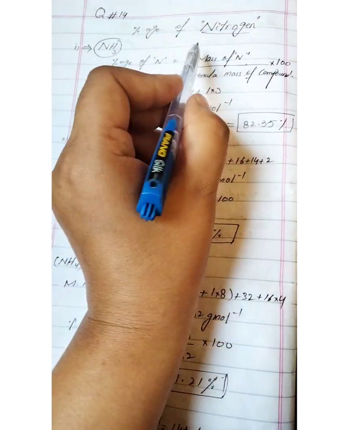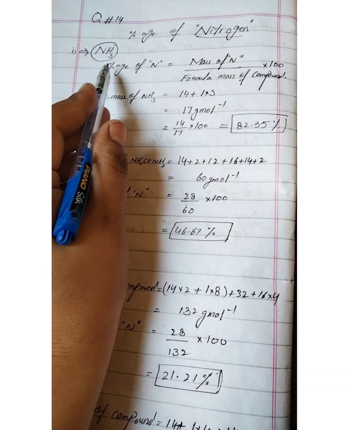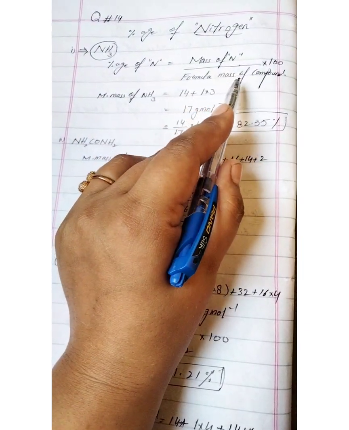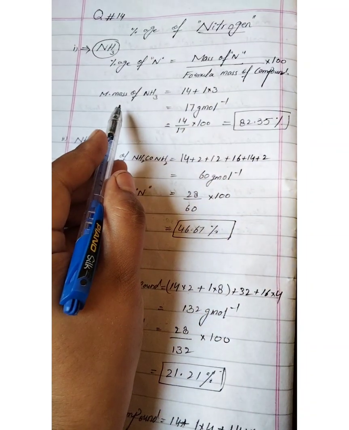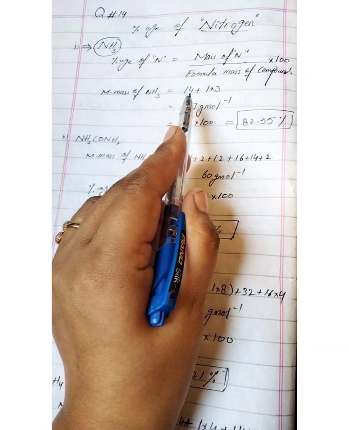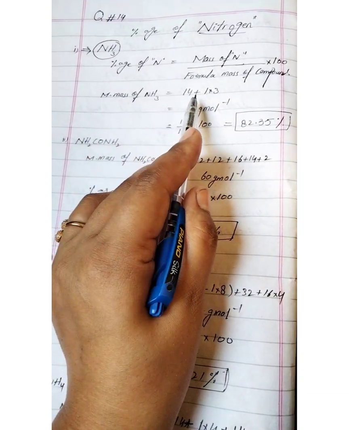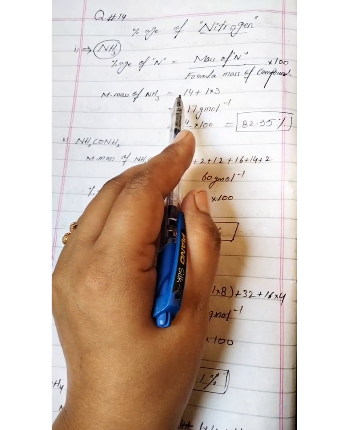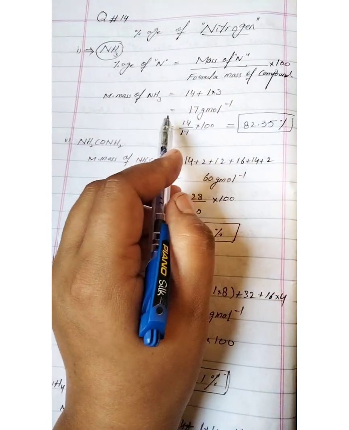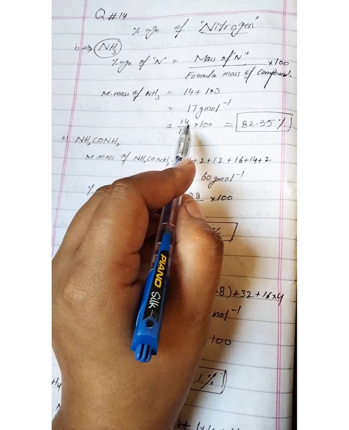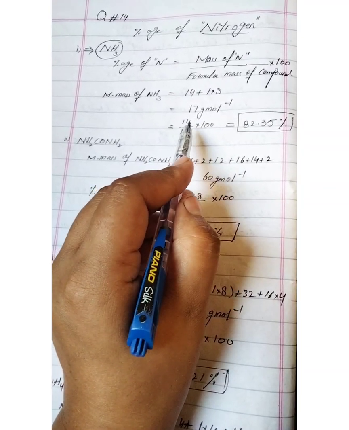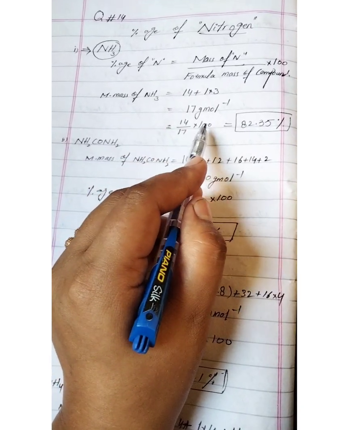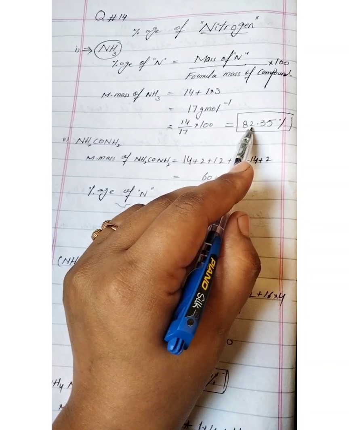Question number 14. Percentage of nitrogen in different compounds. Number 1 is ammonia. Percentage of nitrogen is equal to mass of nitrogen over formula mass of compound into 100. Mass of NH3 is equal to its molar mass. Nitrogen has 14 and hydrogen has the 1 atomic mass. So multiply the 1 with 3 and total mass will be 17 gram per mole. Now divide the mass of nitrogen, which is 14, over total mass of the compound 17 into 100. The percentage of nitrogen will be 82.35.